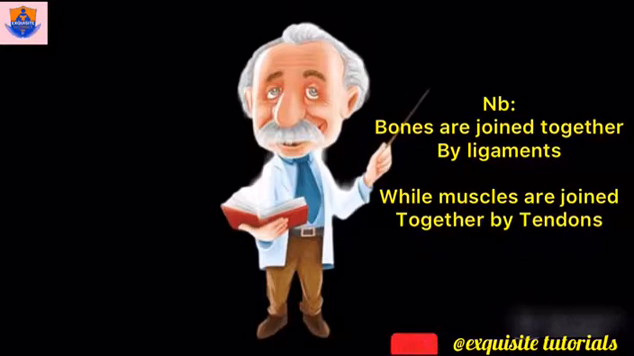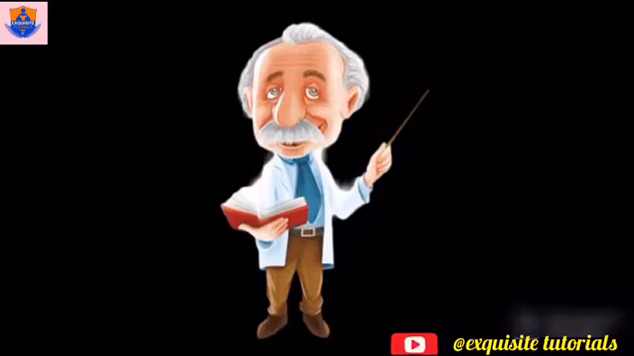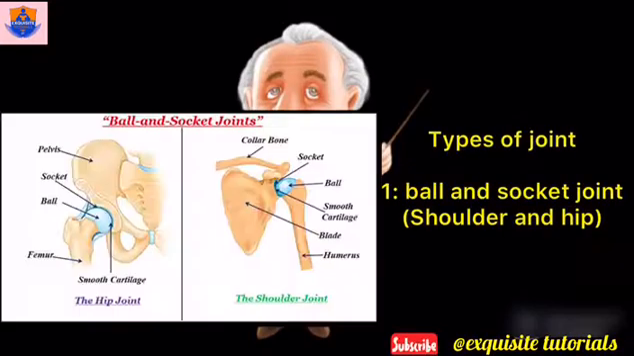Quickly, let's look at the basic types of joints we have. We have the ball and socket joint. This ball and socket joint is found in the shoulder and in the hip.